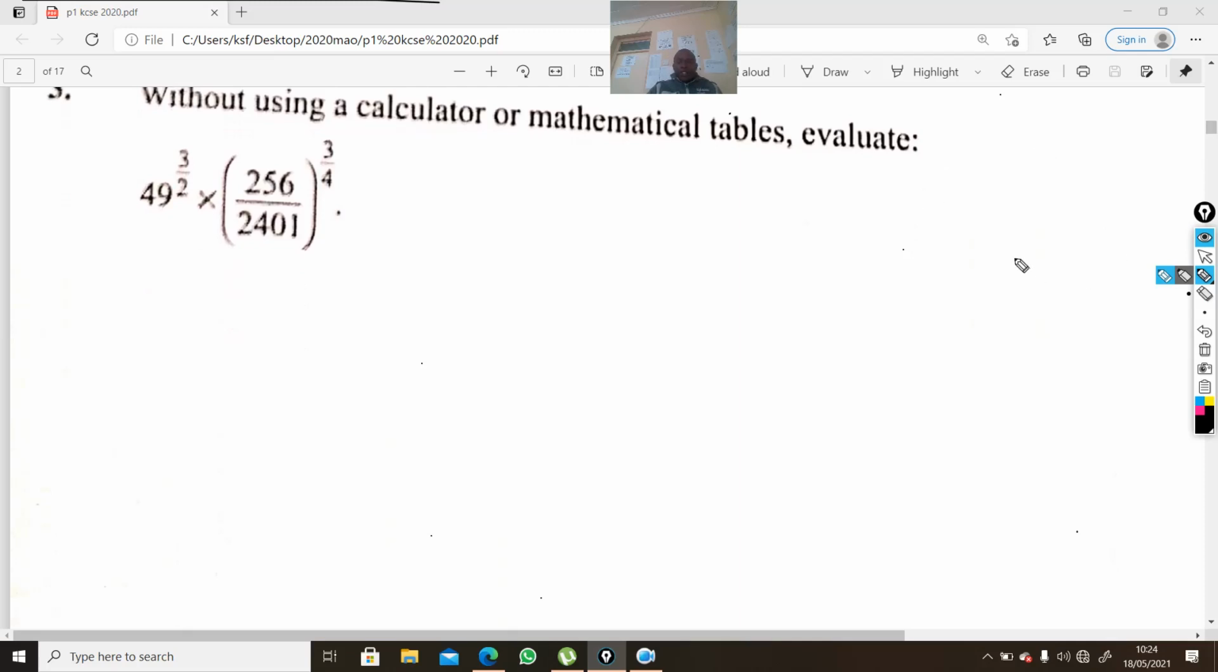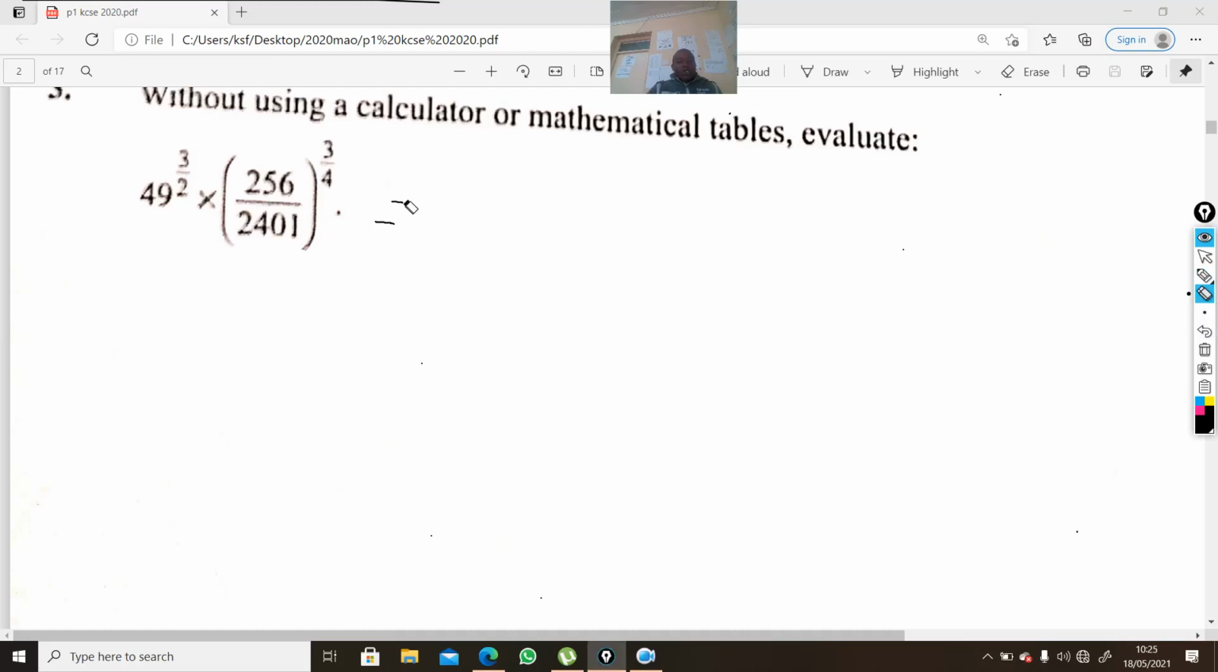Now this one, you make a blunder, like 49. I know if I express it in terms of 7, I can write 7 squared. If I make a blunder and just say that it equals 7 squared, and then I cross the bracket here and write 3 over 2, it would be marked 0. The reason is you have not shown how you got 7 squared.